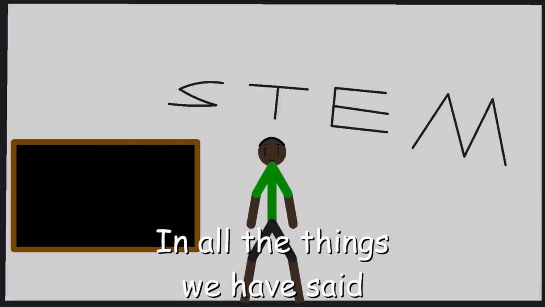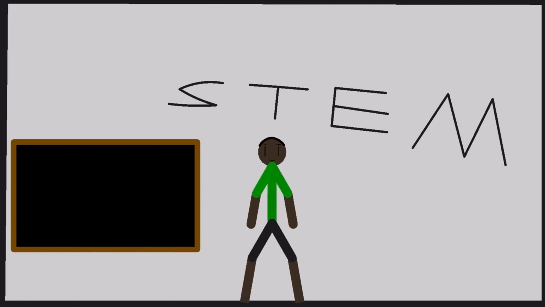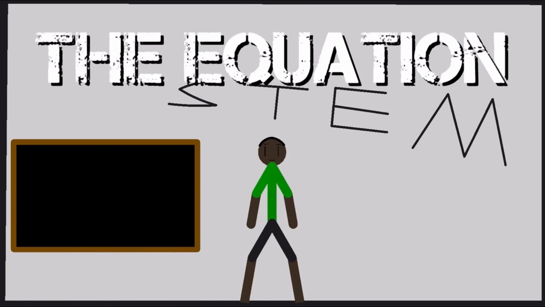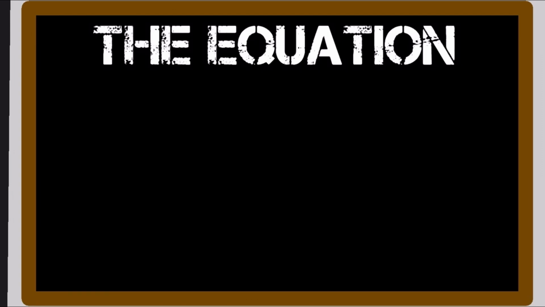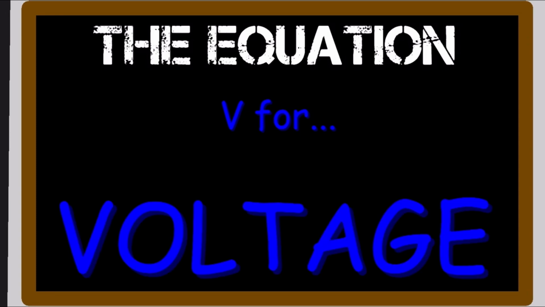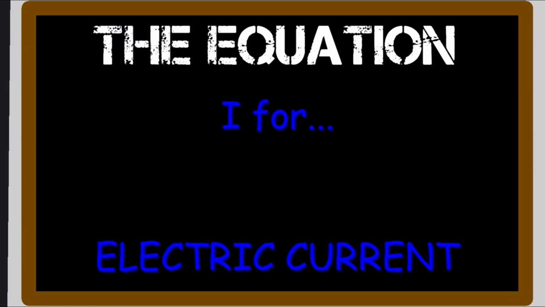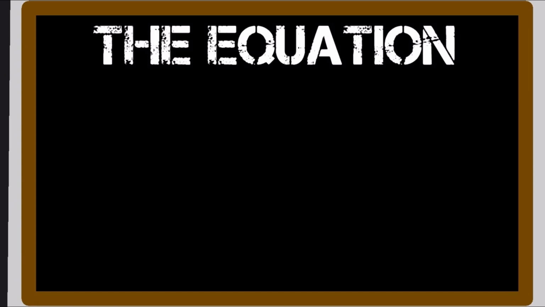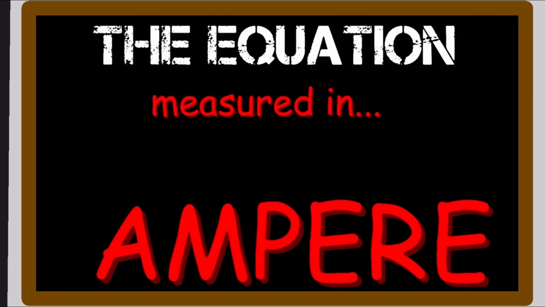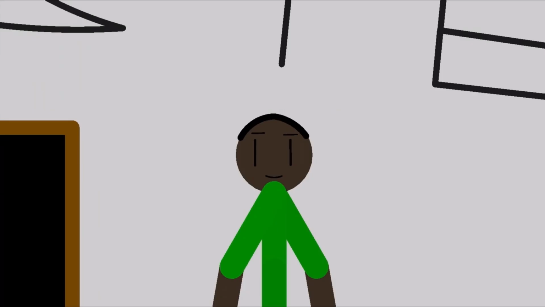In all the things I've said, there's one thing we haven't talked about: the equation. The equation for electricity is P equals V times I. V for voltage, measured in volts. I for electric current, measured in ampere. So at the end of the day, electric power is measured by V times A, or volt times ampere.